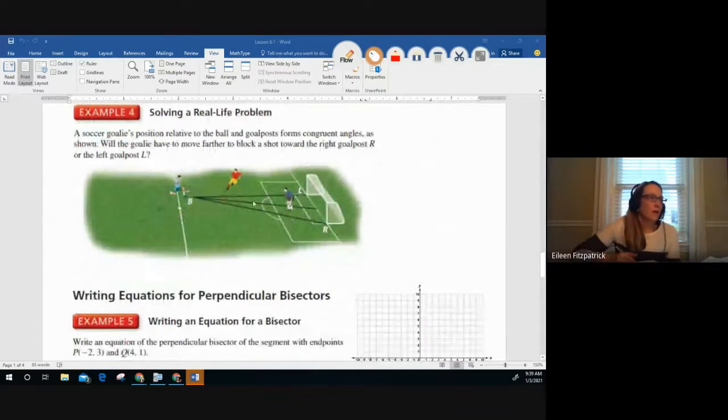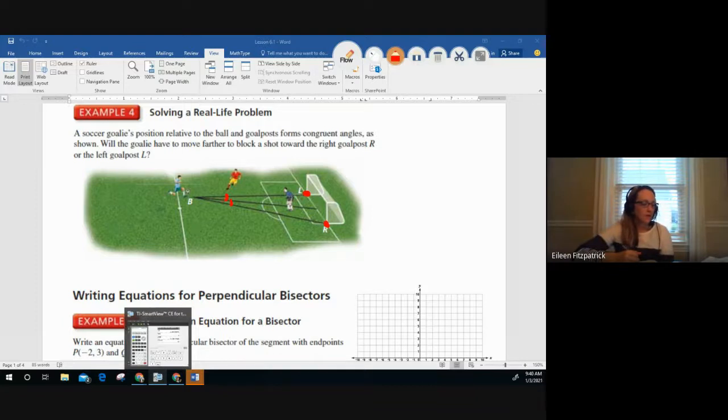Okay, solving a real life problem. A soccer goalie's position relative to the ball and goalpost forms congruent angles. I don't know if you can see in the diagram, it's very faint, but they're saying that this angle is congruent to this one. It's marked, it's just kind of hard to see. Those two angles are equal. It asks, will the goalie have to move further to block a shot toward the right goalpost R or the left goalpost L?